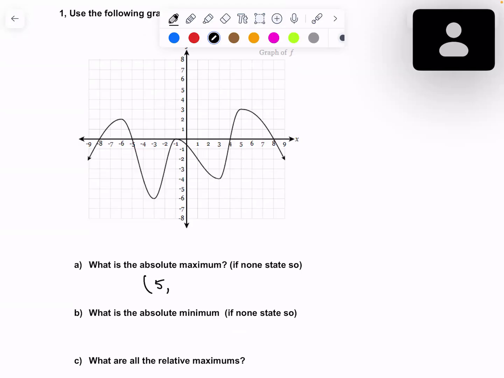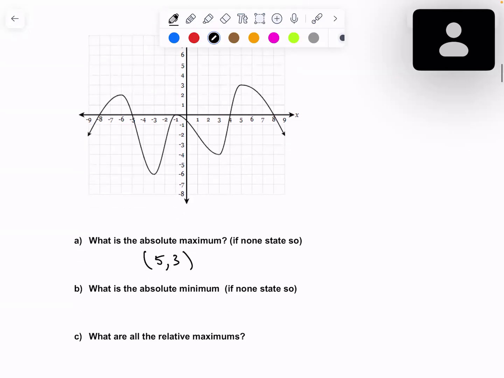Okay, so that would be the point (5, 3). That would be the location of the absolute max. The actual max is 3, but the point is (5, 3).